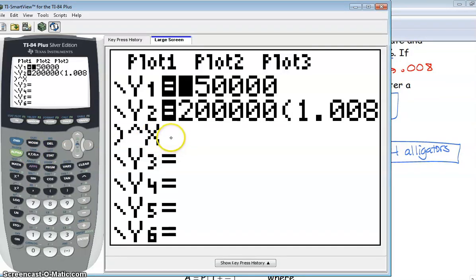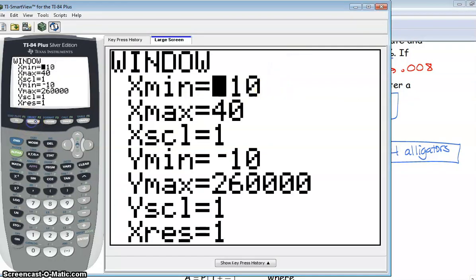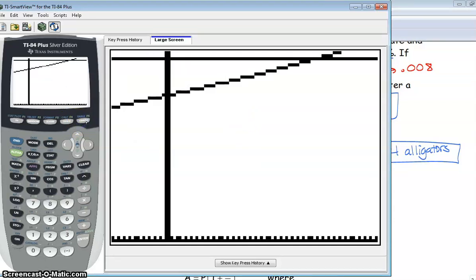Now we have to change our window. This 250,000 represents a horizontal line at 250,000, so a 10 by 10 grid's not going to work. We go to window. That means we have to go above 250,000, so I went to 260,000. For my x's, I just assumed it was going to be more than 10 months, so I guessed 40. You're going to have to guess and check on this. See if you find the intersection point. If not, go bigger. So we hit graph.